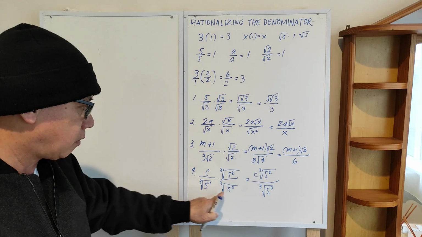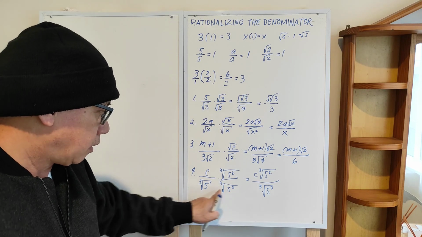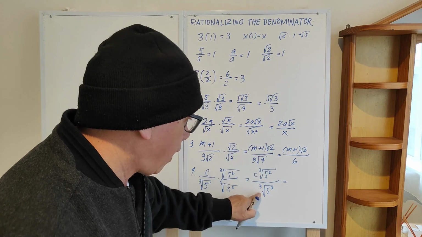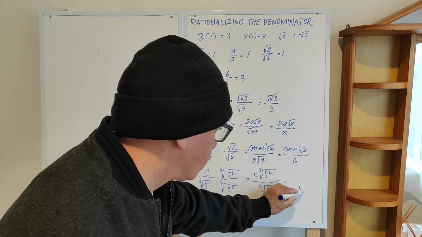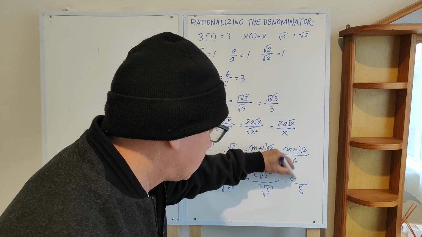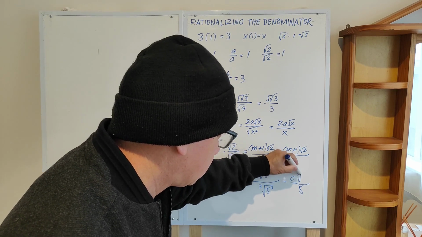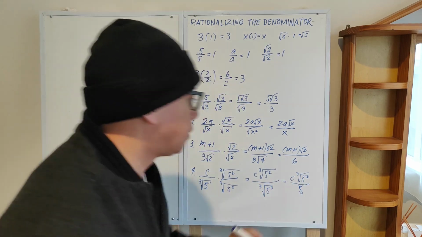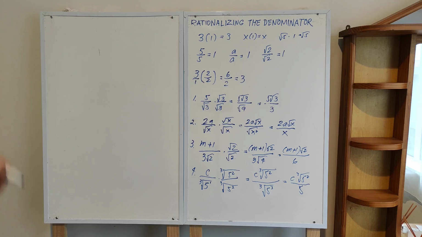So 5 to the first power and 5 squared, if you add them, it will become 5 cubed. Now cube root of 5 cubed will be 5. So the radical sign is removed. This will still be the same: c times the cube root of 5 squared, that is 5 squared. Example 5.